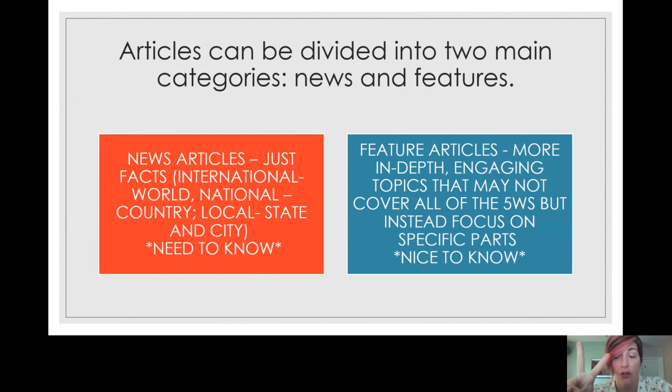So articles can be divided into 2 main categories. You have news articles and you have feature articles. Let's talk a little bit more about the differences. News articles are just facts. They can be international. So when you think international, think the whole world globally. They can be national. That is your country. So for us, it would be North America. Or it can be local. So local is usually your state, your city. And whenever we do our news blog, we also say for our purposes that local is things going on at our school.